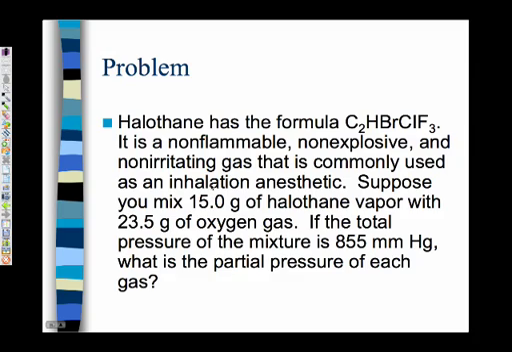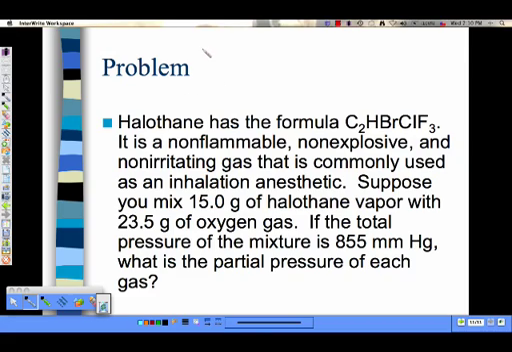Okay, this one's going to be a little bit different. Halothane has the formula C2HBrClF3. It's a non-flammable, non-explosive, and non-irritating gas that's used as an inhalation anesthetic. Supposing we have 15 grams of halothane vapor with 23.5 grams of oxygen gas. If the total pressure of the mixture is 855 millimeters mercury, what's the partial pressure of each gas? So we'll find the mole fraction, but before we can find the mole fraction, we're going to have to change grams into moles. So let's do that.